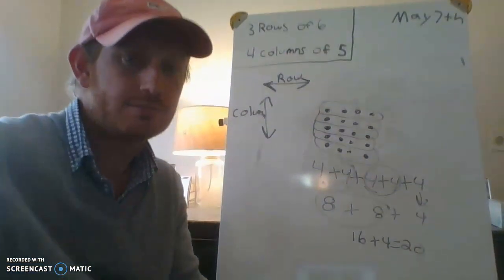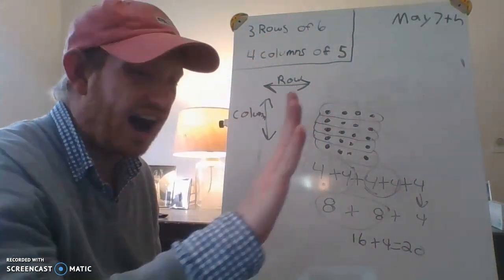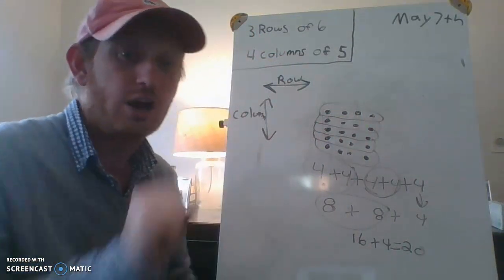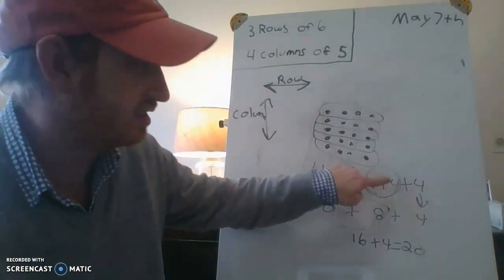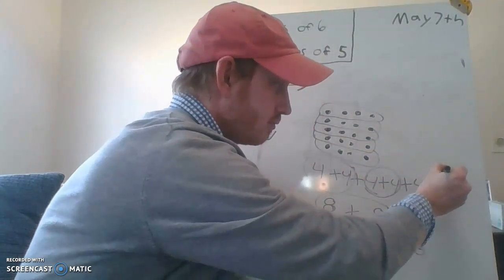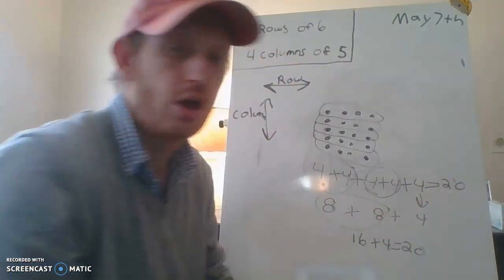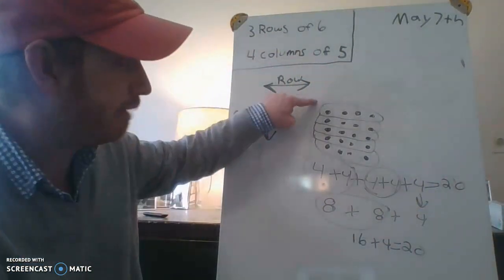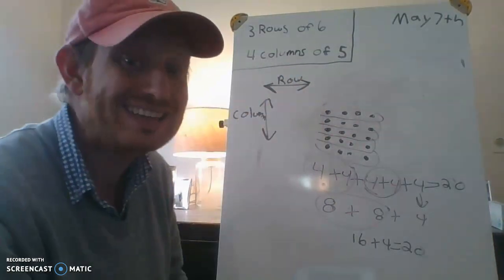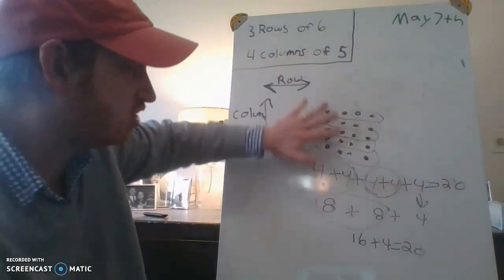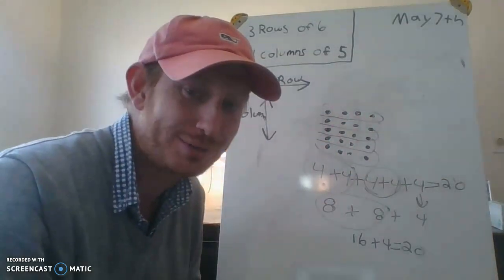So both ways, the answer came out to 20. Either we counted by 5s, and we went 5, 10, 15, 20, or we counted by 4s, and we went 4, 8, 12, 16, 20. The answer should be the same, whichever way you do it. If you count by rows, or you count by columns, you should get the same answer, because we're not changing what's in our array. We're just changing how we count what's in our array.